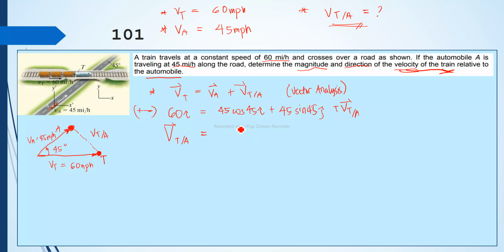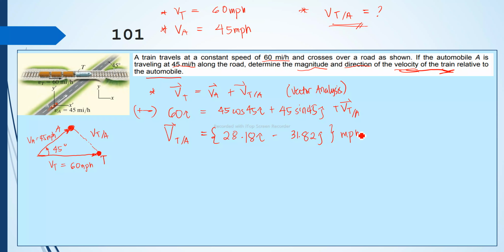So here we have 28.18 i hat minus 31.82 j hat. And then its unit is in miles per hour.